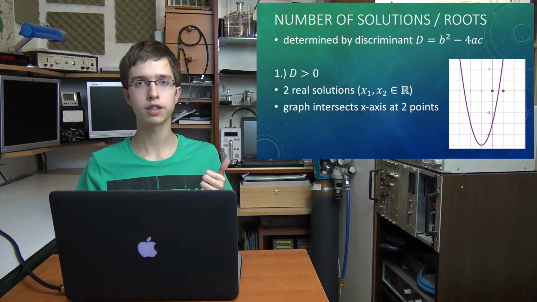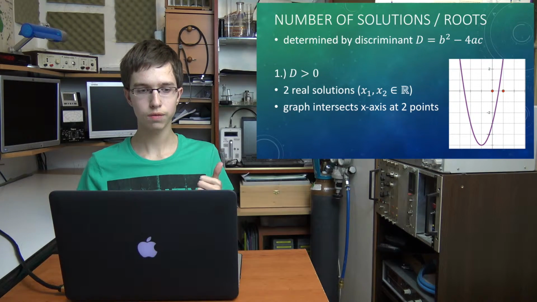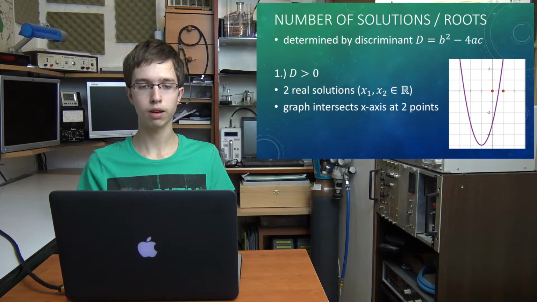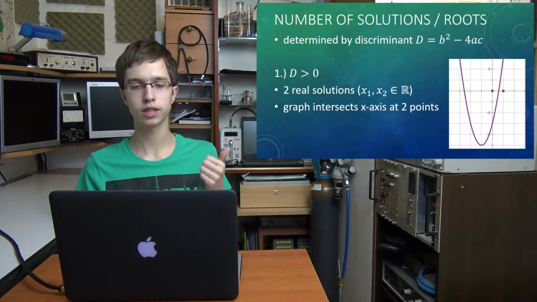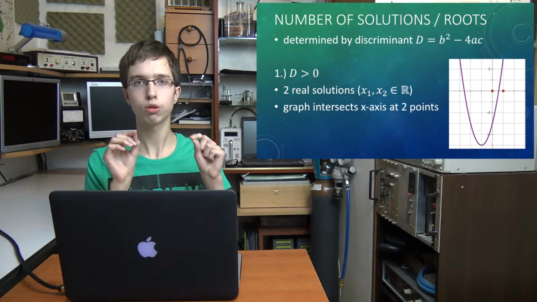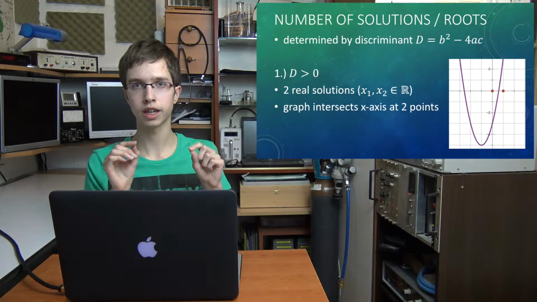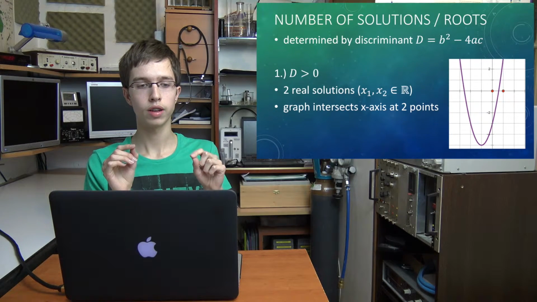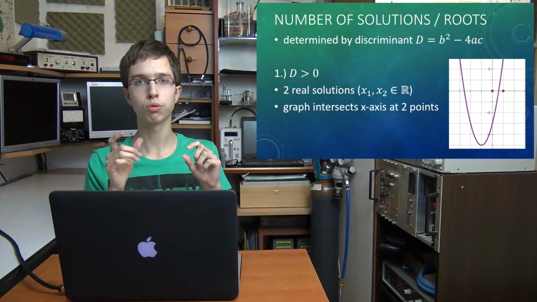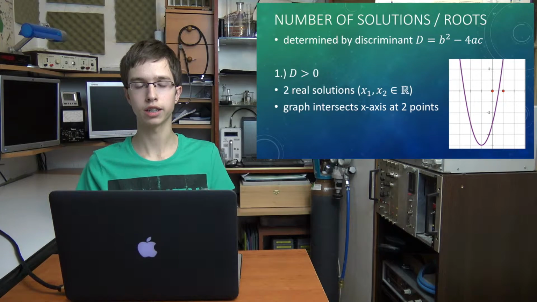First case, when discriminant is greater than 0, then the graph of the parabola of quadratic function intersects the x-axis at 2 points, as we can see in the picture, and those 2 points are the quadratic equation null points. So the x-coordinates of those 2 points are two real solutions of a quadratic equation.